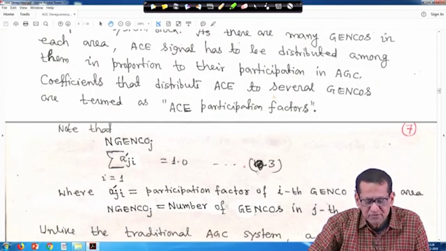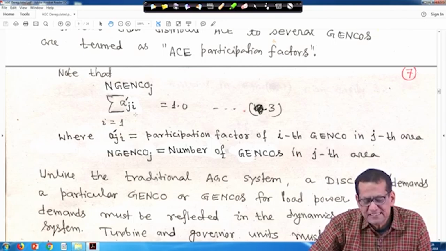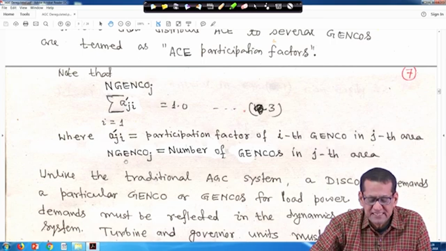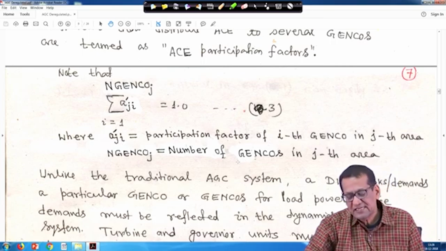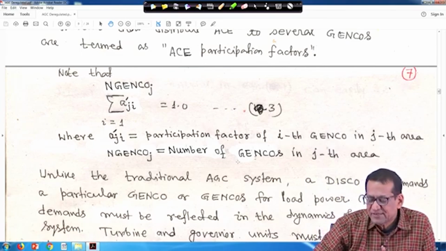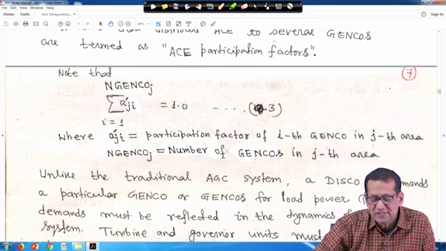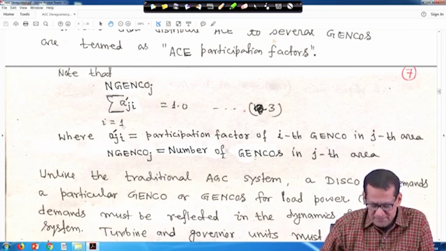So, note that this is Aji dash, actually called the AC participation factor, that we will see later. It is NGENCO j. So, Aji dash is the participation factor of the i-th GENCO in the j-th area, and NGENCO j is the number of GENCOs in the j-th area. Suppose in area 1 you have 2 GENCOs, so i is equal to 1 to 2, and j is the area. It is something like this.